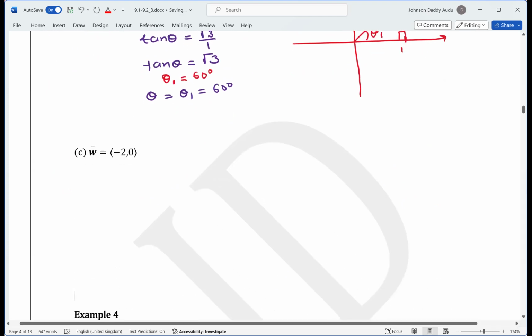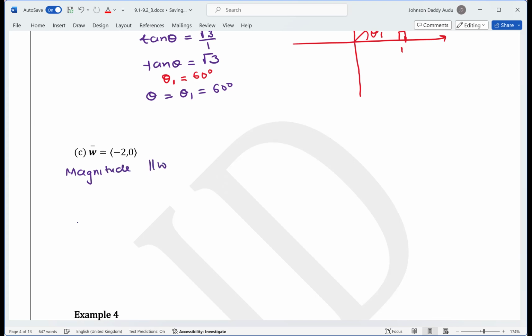Now, if you look at C, this is -2 and what? -2 and 0. Now, -2 and 0, how do we find the magnitude? This is direct. The magnitude is going to be -2 squared plus 0 squared, which is 4, and this is going to be 2, right?